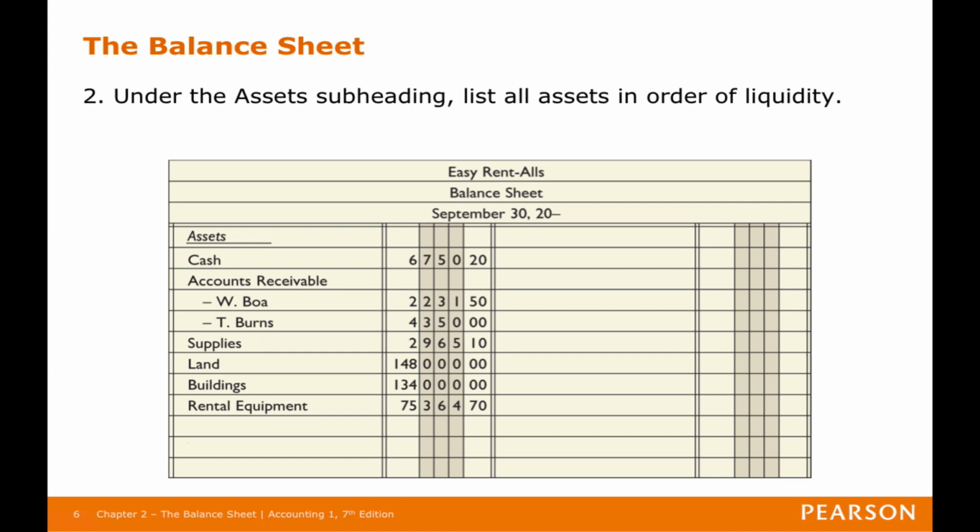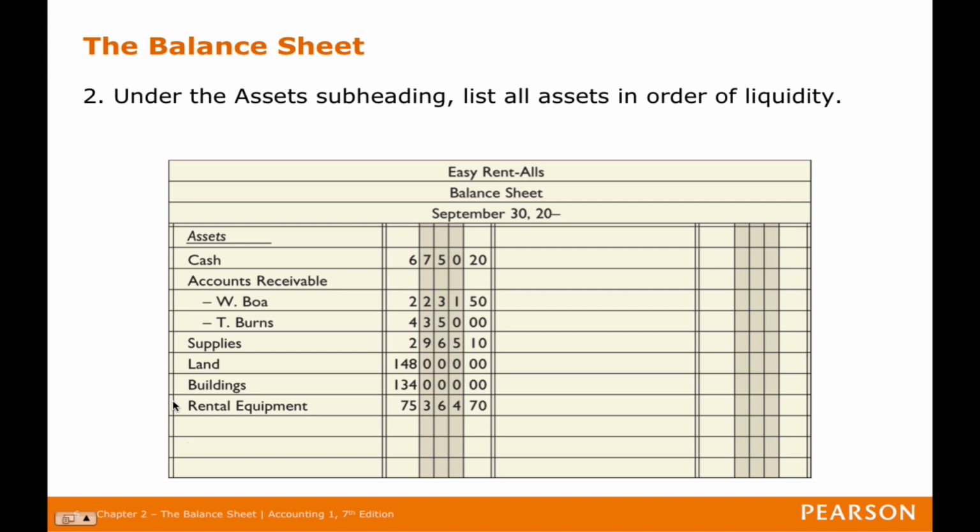Below that, we have land, buildings, and rental equipment, and these function a little bit differently than the other assets that we've discussed. Cash, accounts receivable, and supplies are all examples of current assets. In other words, they're going to be used up or converted to cash over the course of a year. But you don't convert land, buildings, or equipment to cash, or you don't use them up over the course of a year. So these are longer lasting assets or long-term assets.